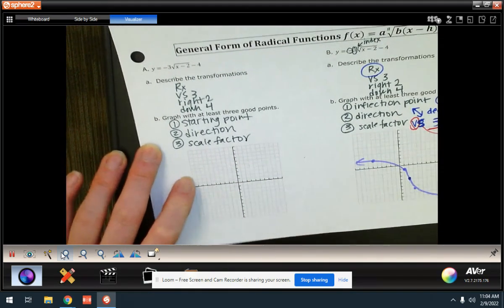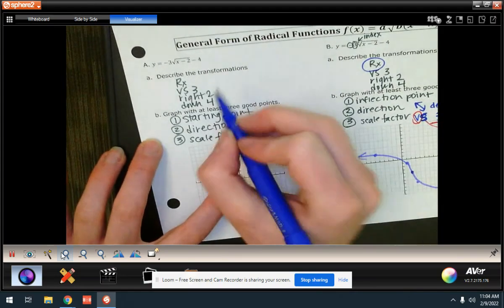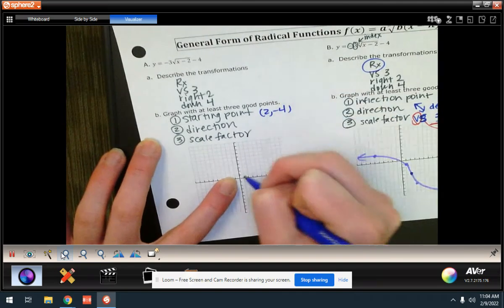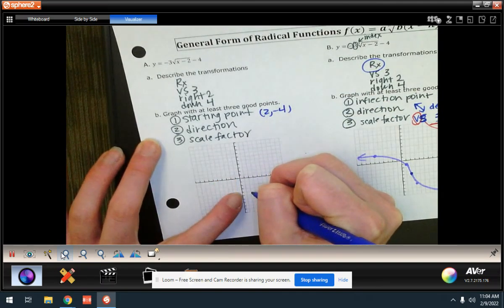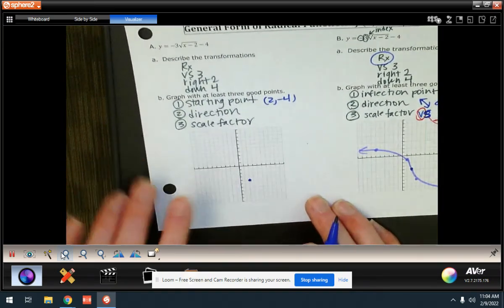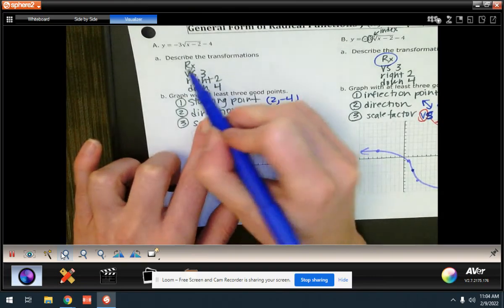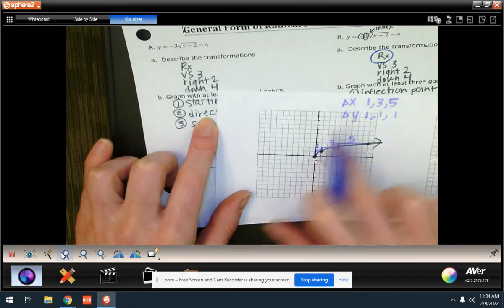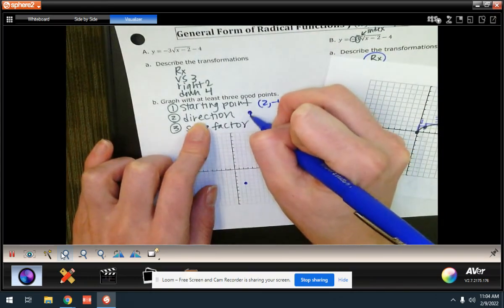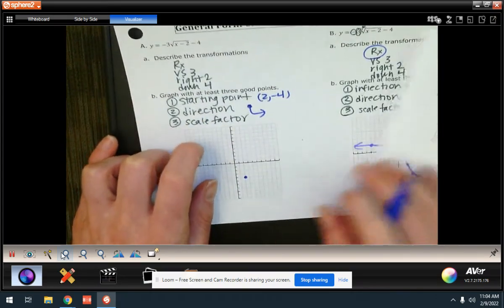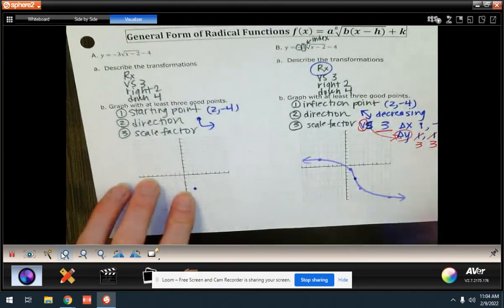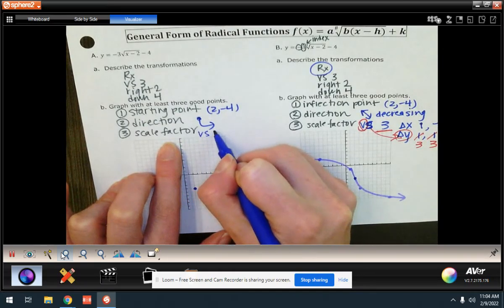Okay, and so the original starting point is 0, 0, but we've moved right 2, down 4. So there's our new starting point. Okay, and then the direction, that Rx takes our parent function and flips him upside down. So he is down to the right. Okay. And then our scale factor is another vertical stretch by 3.